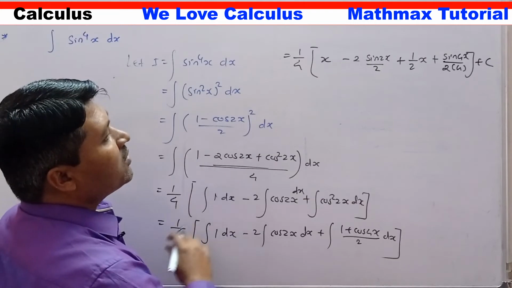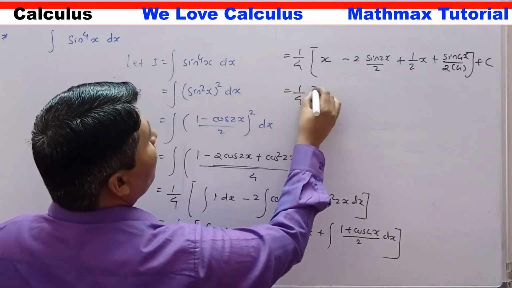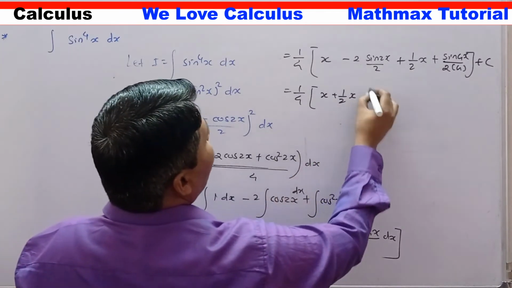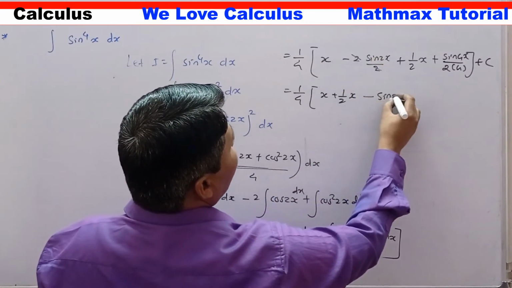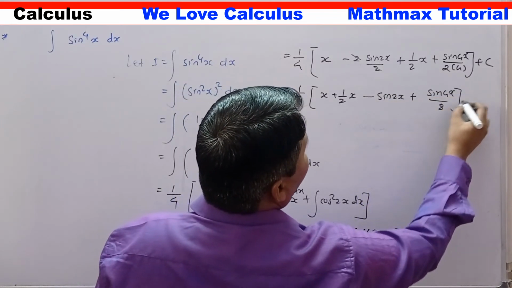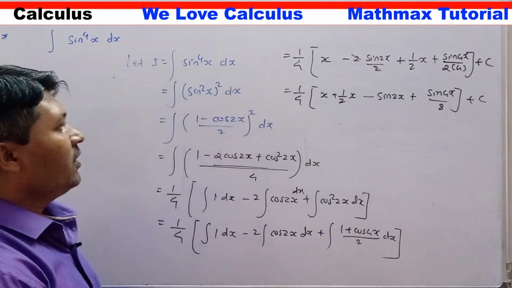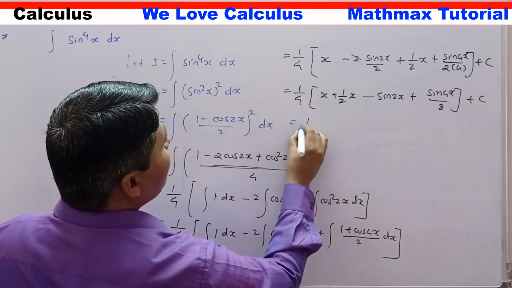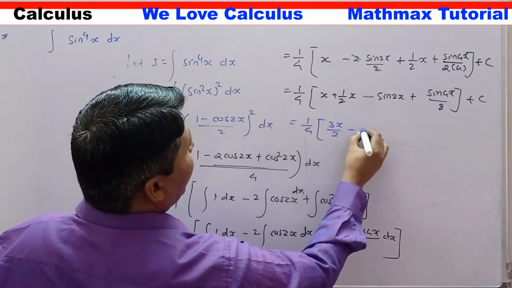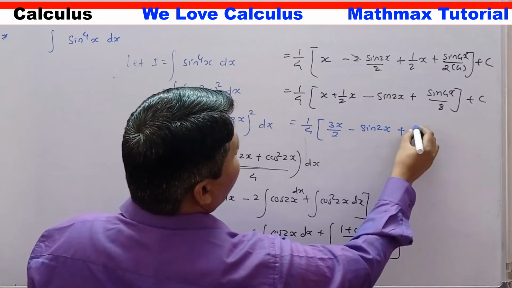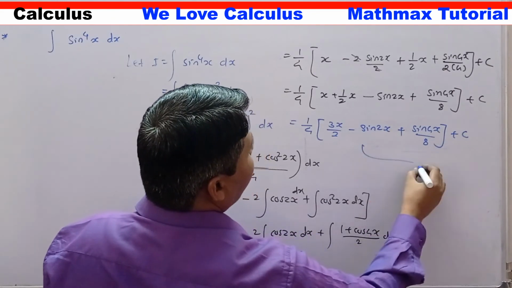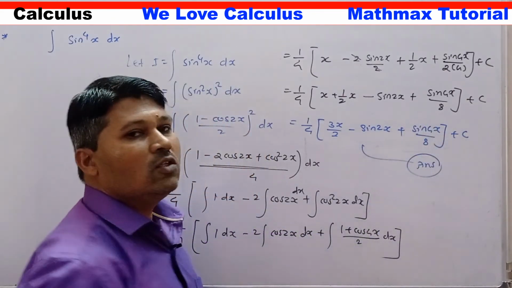Then the simplification becomes 1 by 4 times x plus 1 by 2 x. The 2s cancel, then sine 2x plus sine 4x divided by 8 and plus c, the constant of integration. Then the simplification becomes 1 by 4 and this term becomes 3x by 2, minus sine 2x plus sine 4x divided by 8, plus the constant of integration, and this is my final solution.